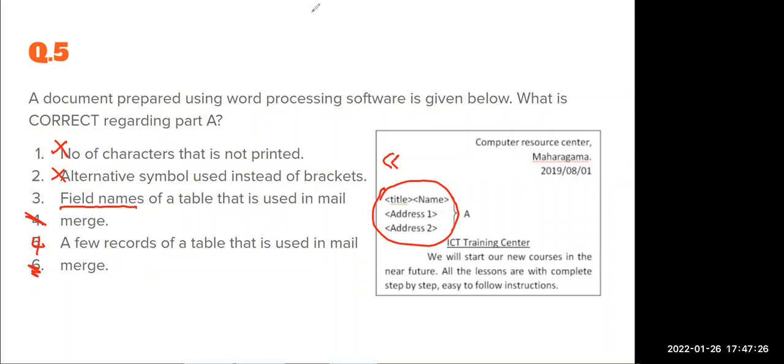Why is the fourth one wrong? Who can tell me the correct answer? Why, Hala? Why is the fourth one wrong? A few records of a table that is used in mail merge. Yeah, that is true, right? Why is this wrong? It is not a record. Okay, it is not a record. Very good. If it is a record, you will see the details, title, name, everything. So the correct answer is the third one.